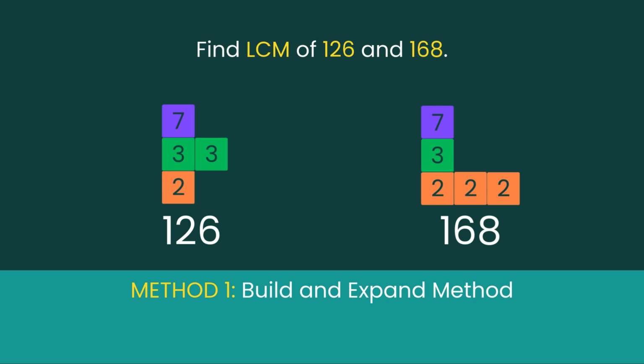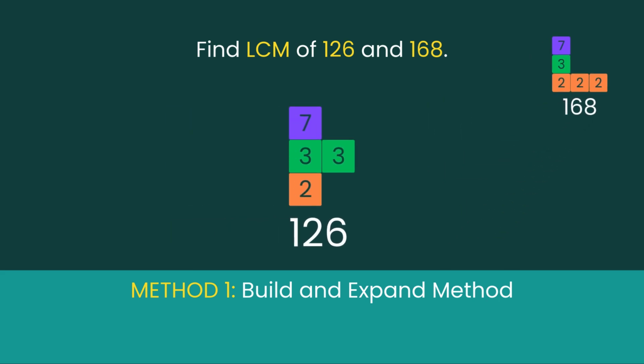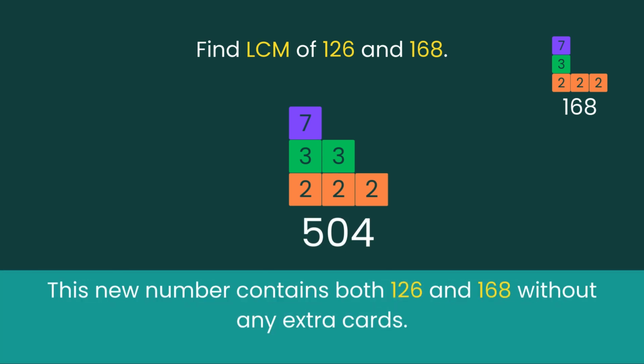Now, to find the LCM of 126 and 168, we will start with the number 126. Do you see the number 168 also in this number? No? What can we do to make this number include 168? Exactly! We need to attach 2 cards of 2. This new number contains both numbers without any extra cards.